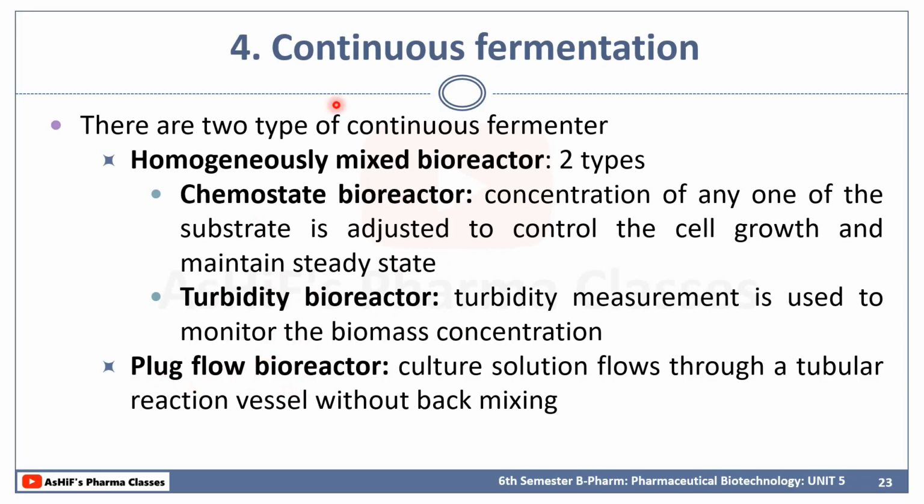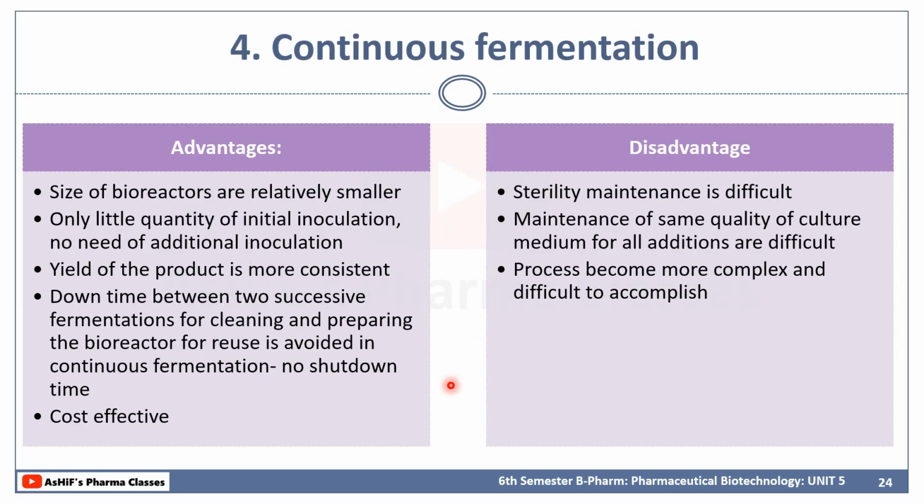And the second type of continuous fermentation is the plug flow bioreactor. Here the culture solution flows through a tubular vessel without back mixing. So, like passing continuously through a tube, we will add the culture media on one side and we will remove the formed end products from the other side. So that is a plug flow bioreactor.